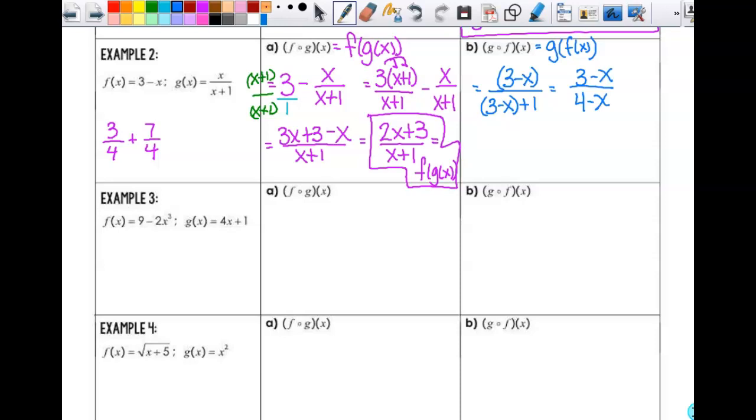Can I cancel the x's out? No. That is not going to equal 3/4 in the end. It doesn't work that way. This is g of f of x. What questions do you have? We good? All right, we're going to skip example 3, and we're going to go to example 4.